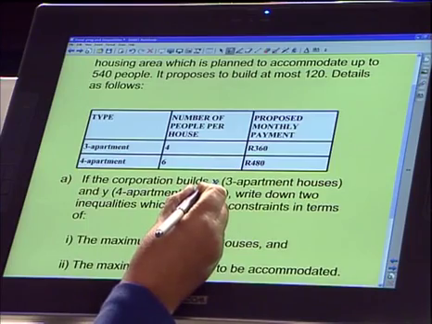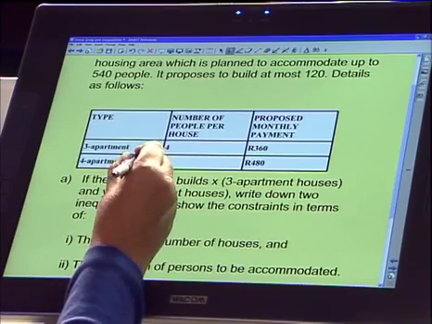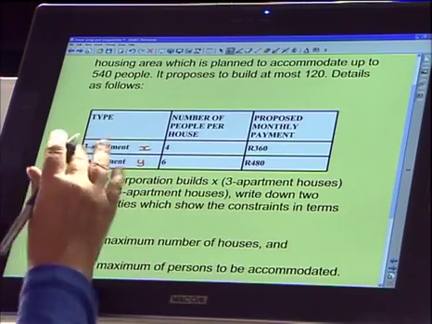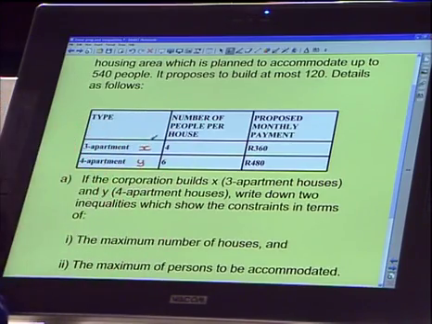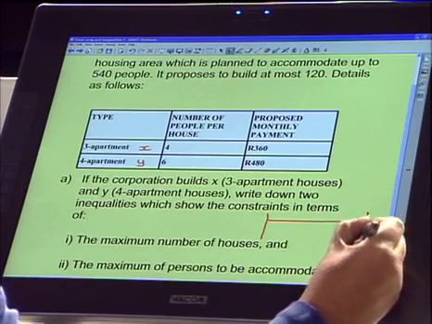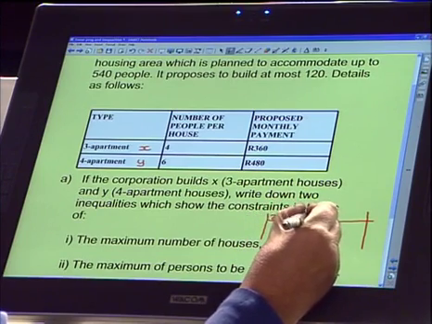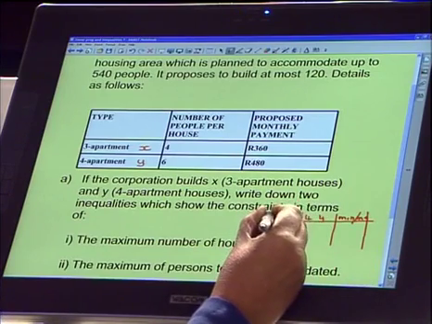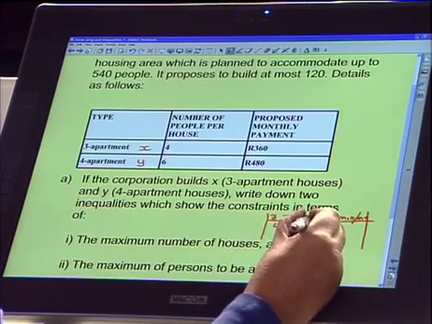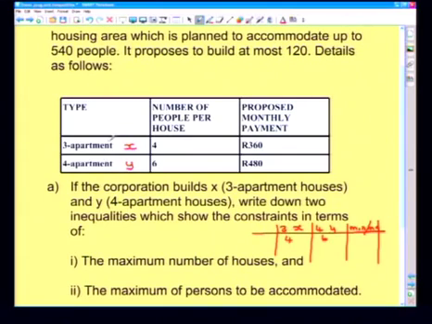If the corporation builds X 3-apartments, so they're telling you call this X, and Y 4-apartments, they're telling you call it Y. So what's happening here is they've sort of spun my little table idea around and put it the other way around. Now there's nothing stopping you changing that. So if you're finding that stressful, go and renovate. So the 3-apartment is X and the 4-apartment is Y, and these are the mins and maxes. Now, they're saying that there are 4 people in this and 6 people in that. And for now, that's good enough. So if I wanted to, I could spin it around.